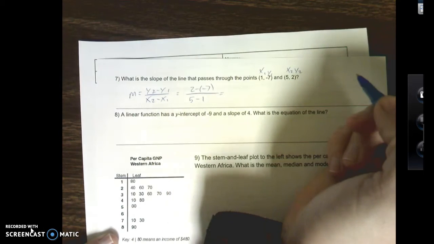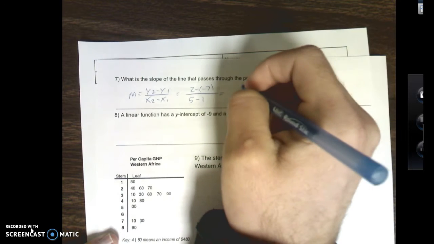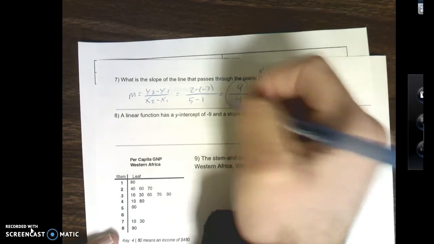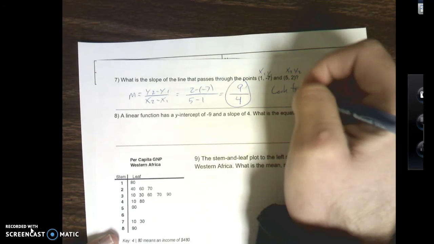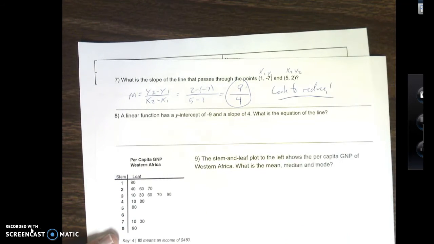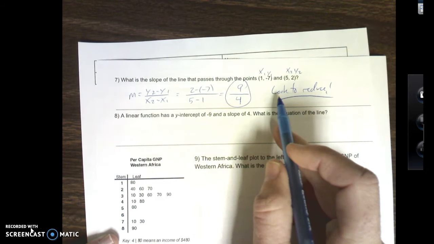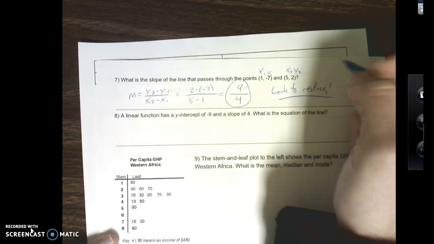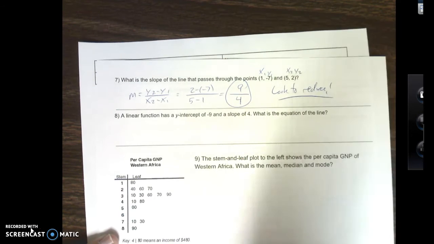Please be careful about your negatives because minus a negative becomes plus. And then 5 minus 1 is 4. So 9 over 4, positive slope. Look to reduce. Okay? Because most likely you're going to have to reduce at some point. That's a look. That's 2, and that's reduced, because I know someone's going to say I can't write. And you are absolutely right, because I am pretty awful at my handwriting.